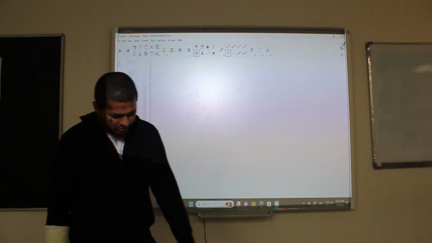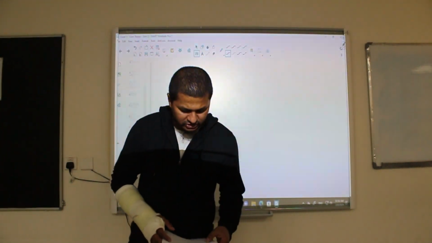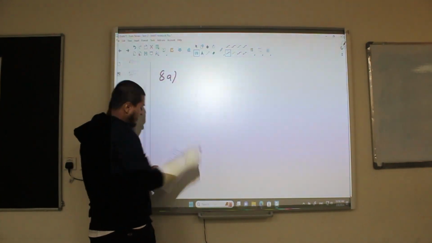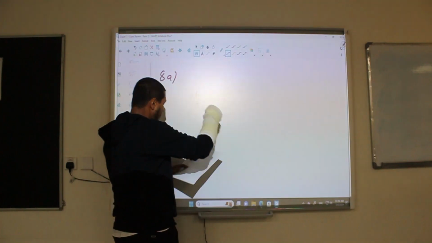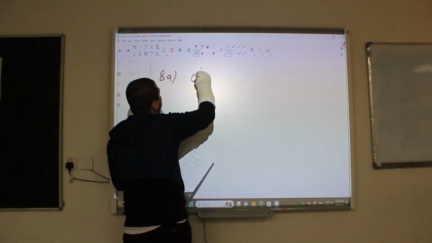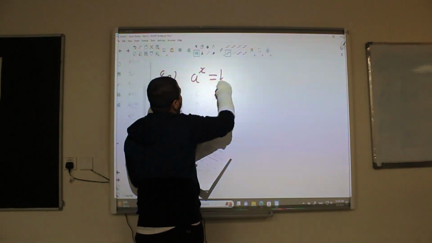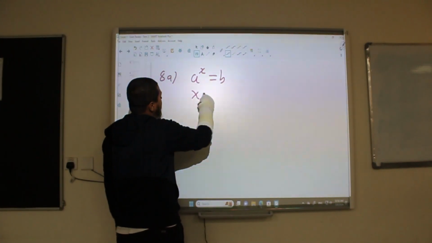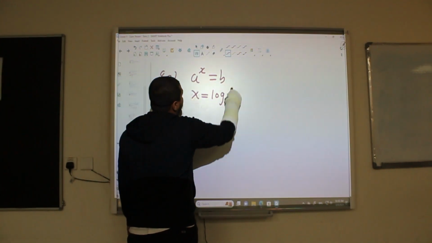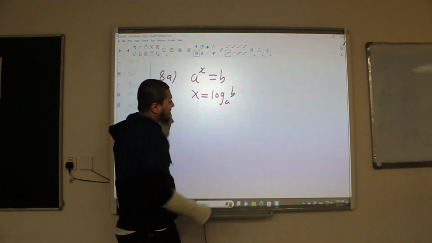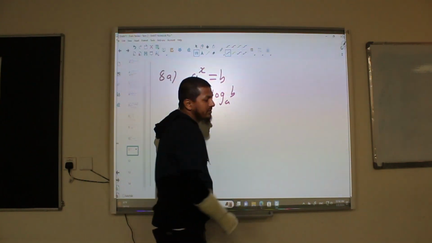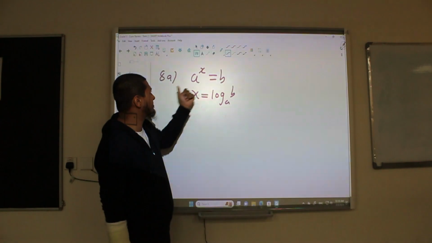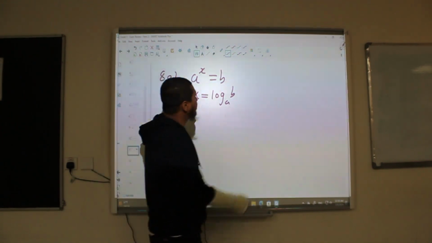Moving on to the next question, we want to solve some exponential equations, then log equations. So now in 8a, just try to correct the worksheet. This should be not a to the power r, but a to the power x equals b. So we want to solve for x. If you want to solve for x, you need to use log. So x equals log b base a. That's my answer, because you are trying to solve for the exponent, where a and b are known.